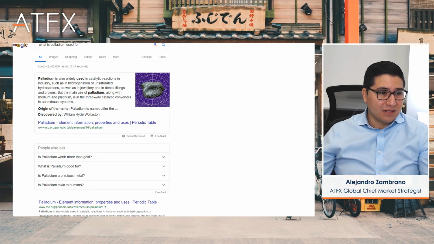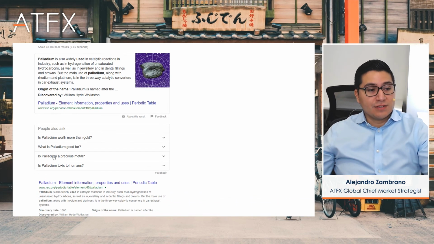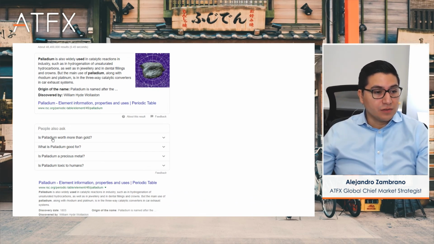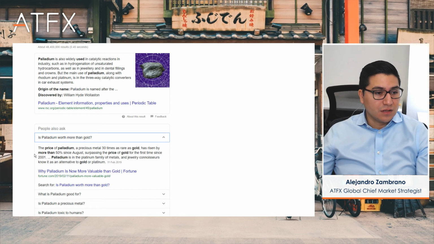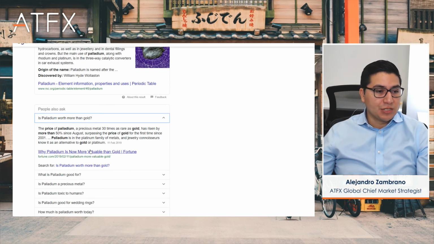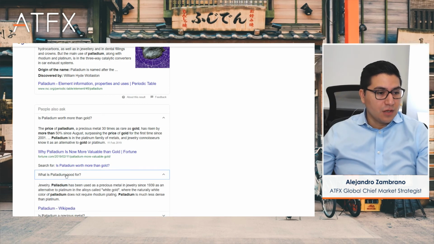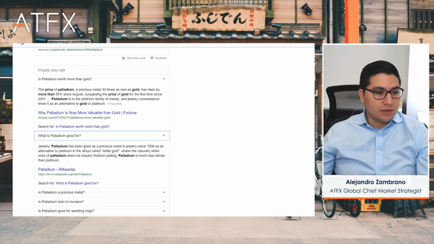Apparently in catalyst reactions as well. This is interesting. Is palladium worth more than gold? So this is something that people are talking about. Palladium is now more valuable than gold. What is palladium used for?